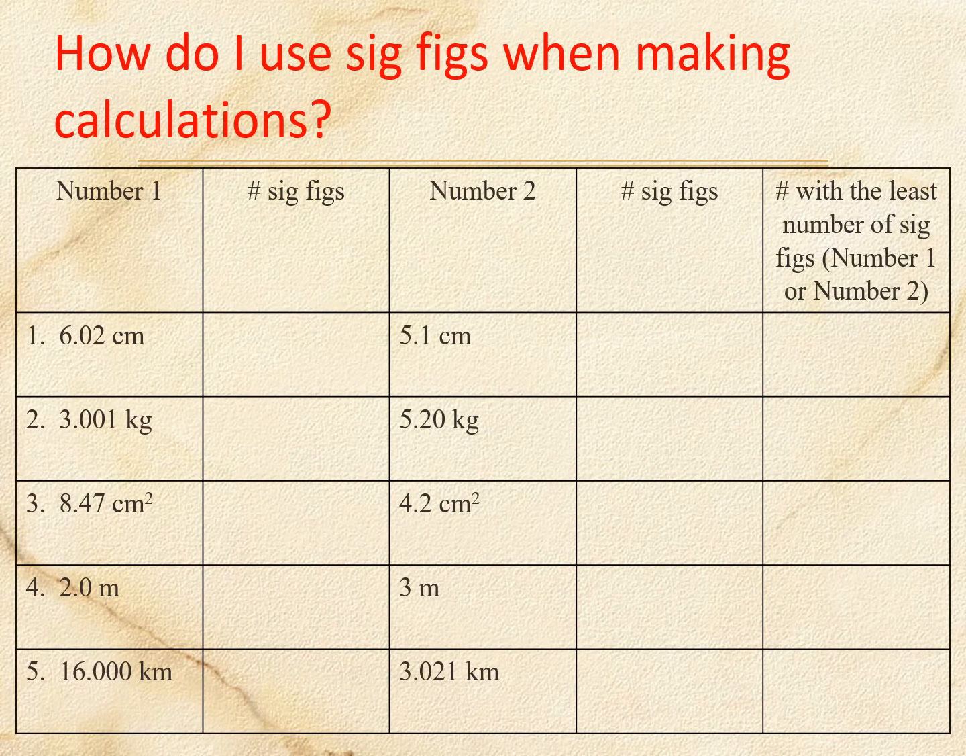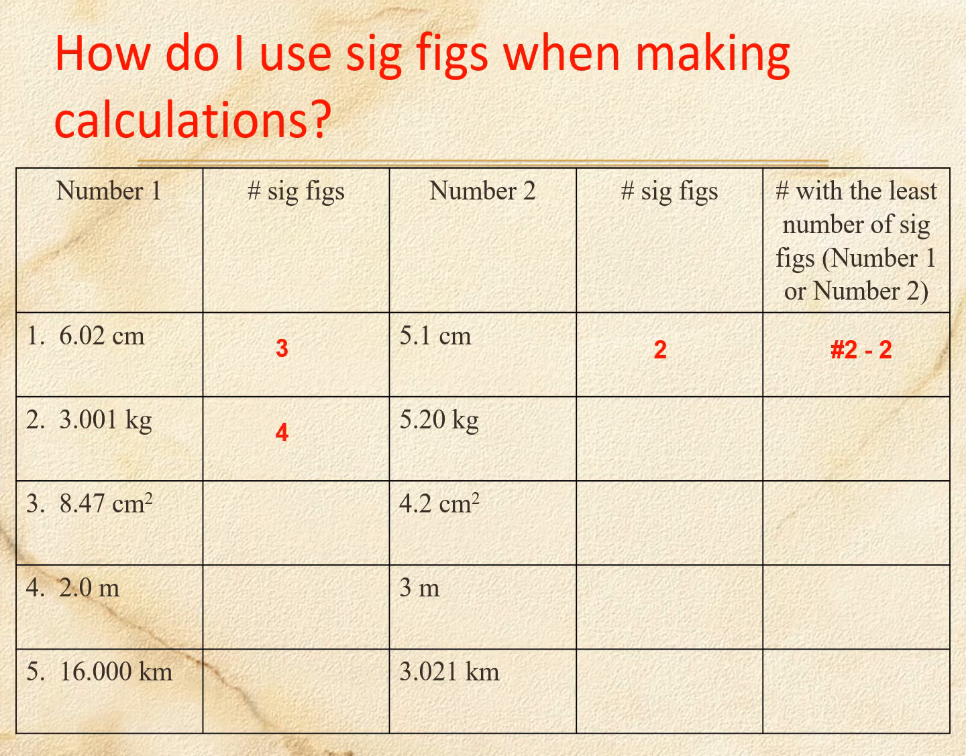All right, so how do we use sig figs when making calculations? You just have to make sure you know how many sig figs you have, and that's going to be your answer. So when multiplying and dividing, there are 3 sig figs in 6.02. There are 2 in 5.1. So when you multiply or divide, you're going to have 2 sig figs.